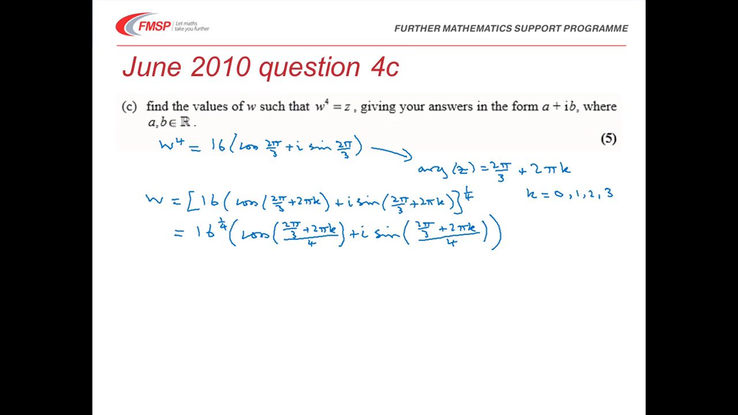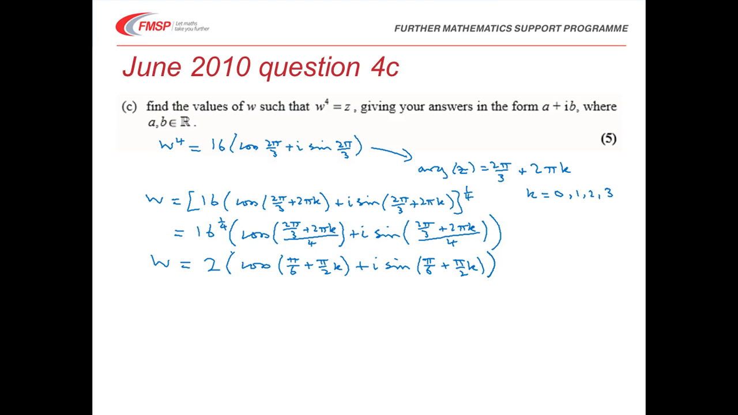And now we can start to think about the different values of k. So I'm just going to tidy this up a little bit first. So I can get w is 16 to the power 1/4, which is of course 2, times cos, and simplifying this angle a little bit, I can tidy it up to pi by 6 plus pi by 2 k, plus i sin(pi by 6 plus pi by 2 k).